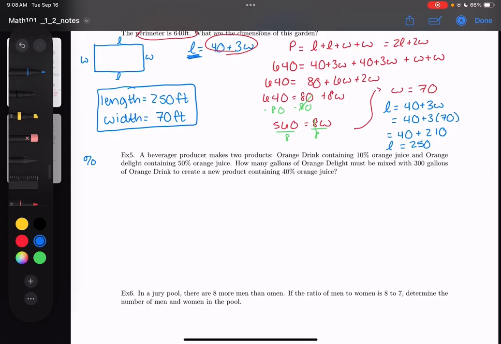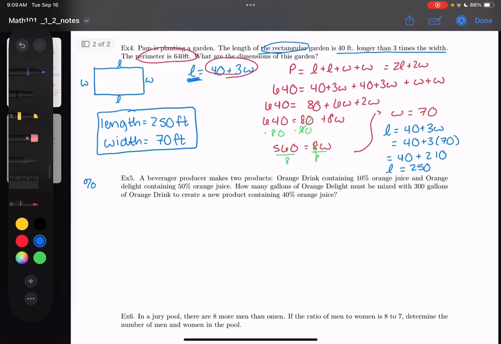So let me go through the problem first. A beverage producer makes 2 products, an orange drink containing 10% orange juice and Orange Delight containing 50% orange juice. How many gallons of Orange Delight must be mixed with 300 gallons of orange drink to create a new product that contains 40% orange juice?